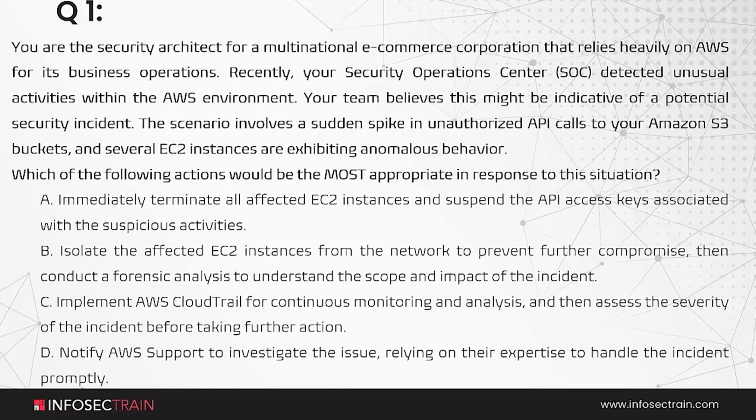The first question: you are the security architect for a multinational e-commerce corporation that relies heavily on AWS for its business operations. Recently, your security operations center detected unusual activity within the AWS environment. Your team believes this might be indicative of a potential security incident, and the scenario involves a sudden spike in unauthorized API calls to your Amazon S3 bucket from EC2 instances, which are also exhibiting some anomalous behavior. Which of the following actions would be most appropriate in response to this situation?